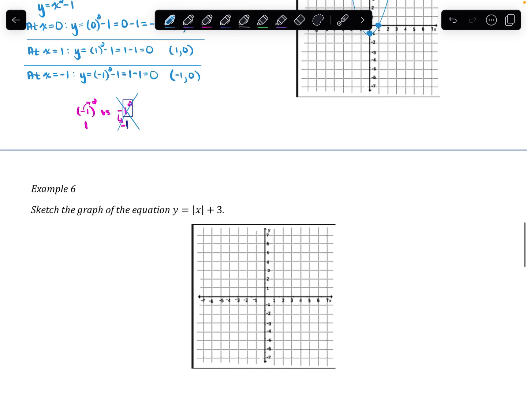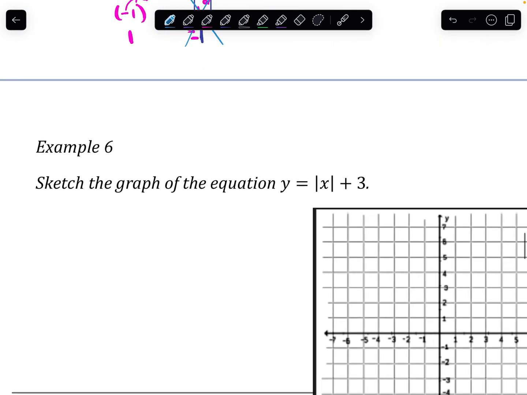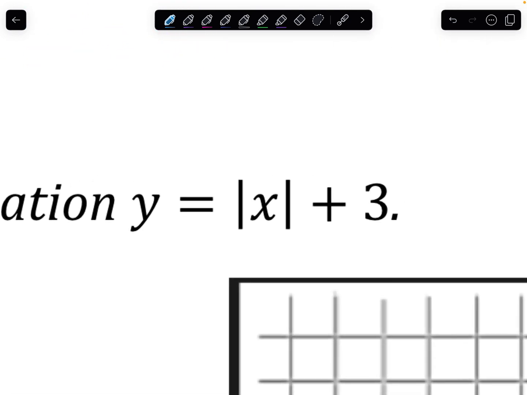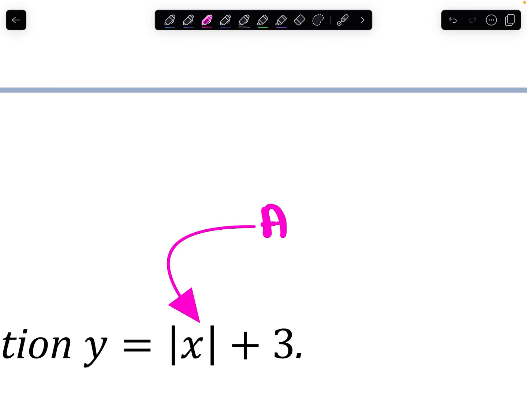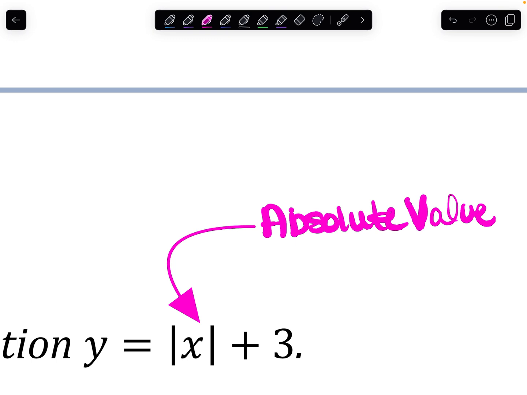All right, next function, sketch the graph of the equation y equals, and then we have x inside a set of vertical bars. This, you got to remember, this is called your absolute value bars. Okay, so this means absolute value. And what your absolute value represents is the distance from 0.